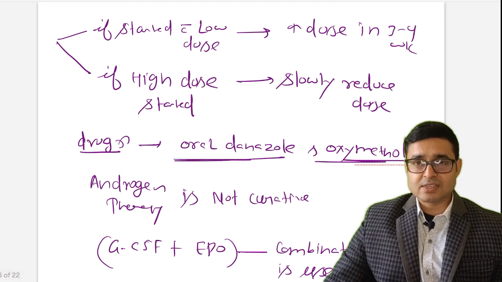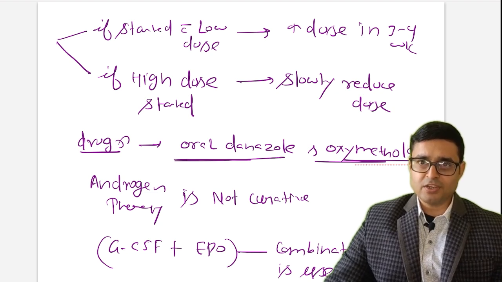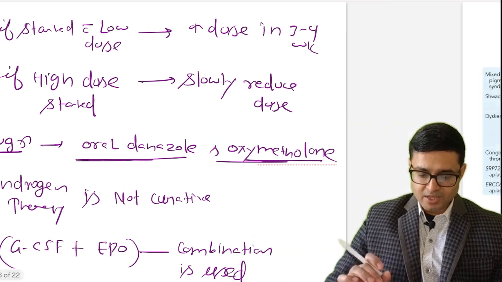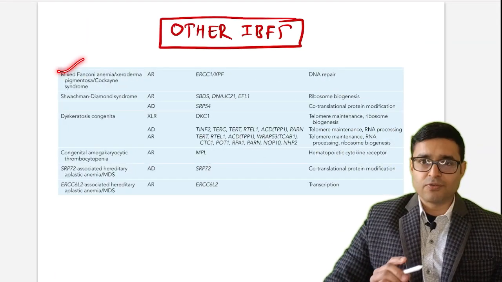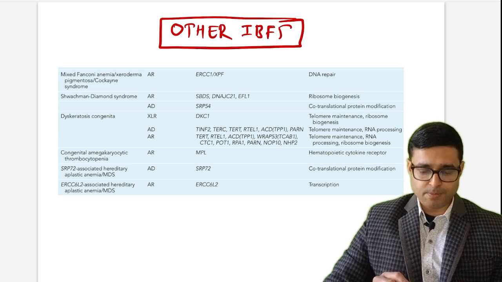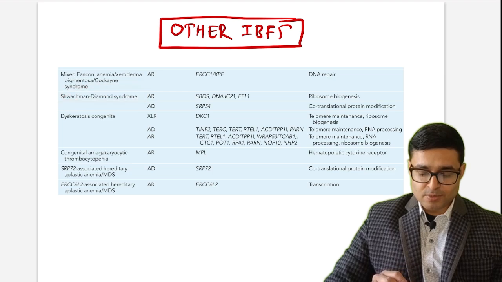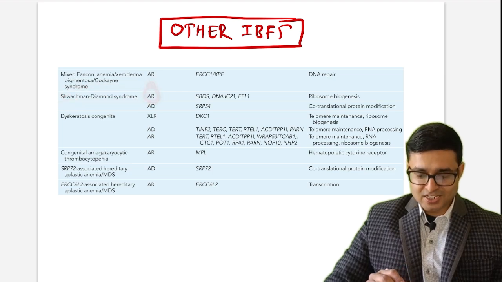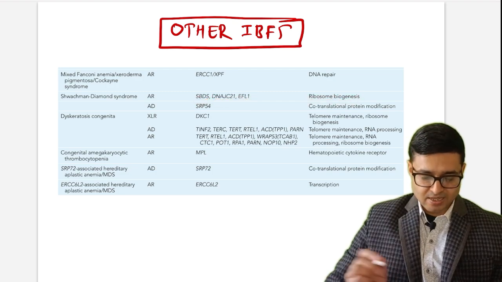Okay, now we'll discuss other inherited bone marrow failure syndromes, just a brief overview of them. So Fanconi anemia we have seen. Just pay attention here. This table is very important, straight from Nelson Textbook of Pediatrics. Shwachman-Diamond syndrome: this syndrome is autosomal recessive. The genes are SBDS, DNAJC21 and EFL1, and this is due to defective ribosomal biogenesis.